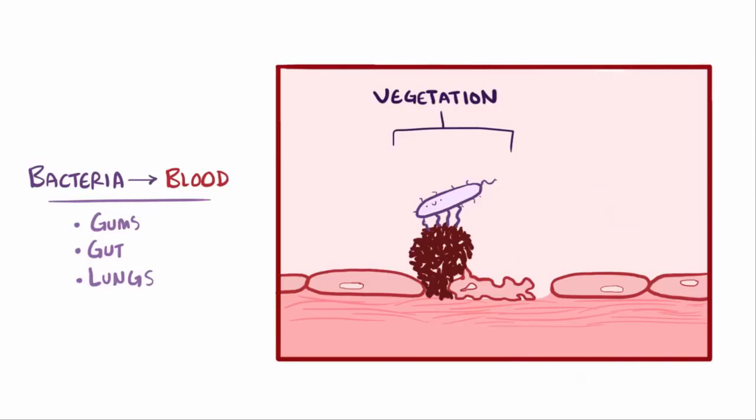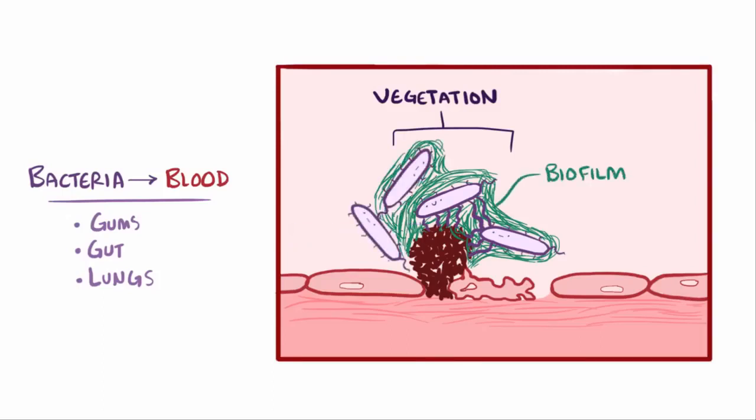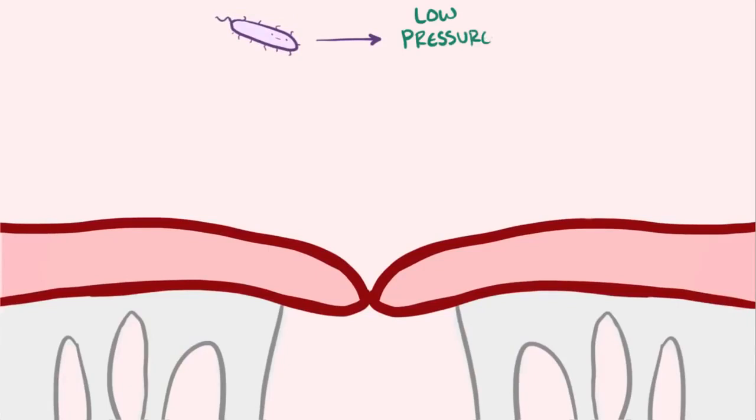To attach to it, a lot of bacterial species use proteins on their surface called adhesins that let them stick to the valve as well as stick to one another. They also create an extracellular matrix around themselves, called biofilm, which allows them to literally stick together and form a large clump of bacteria that can behave like a colony. Usually these guys stick to areas of lower pressures, since it's easier to adhere.